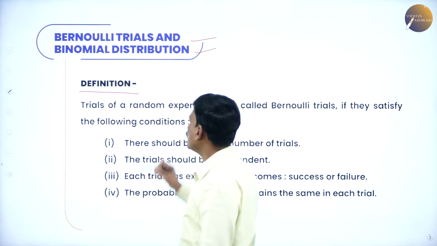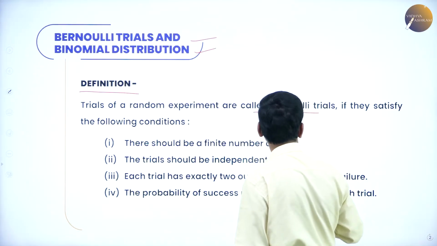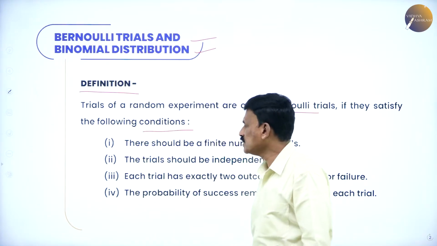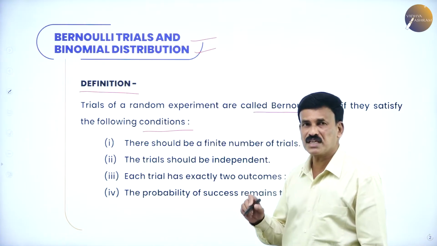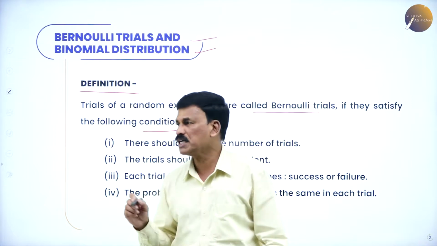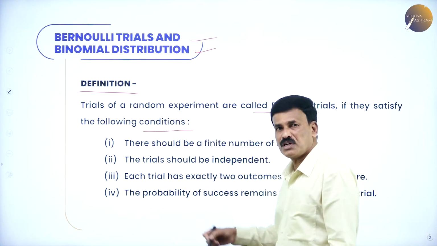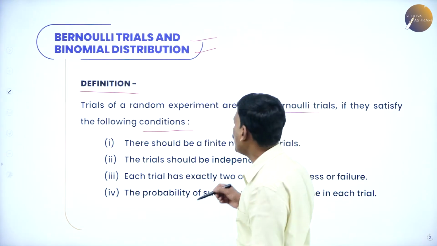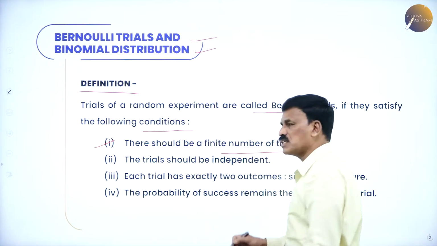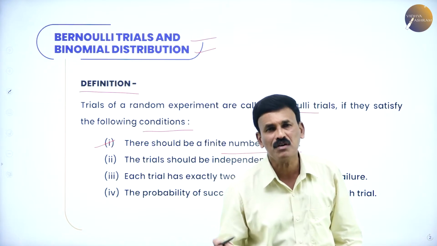Now what is the definition? Trials of random experiments are called Bernoulli's trials if they satisfy the following 4 conditions. Any trial of a random experiment is called a Bernoulli's trial if the following conditions are satisfied. Now, what is the first condition? There should be a finite number of trials. The number of trials must be finite.